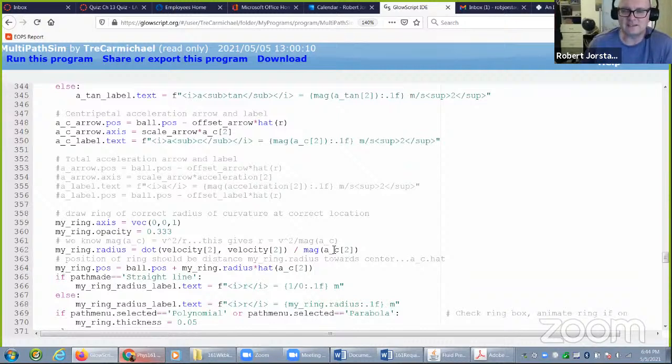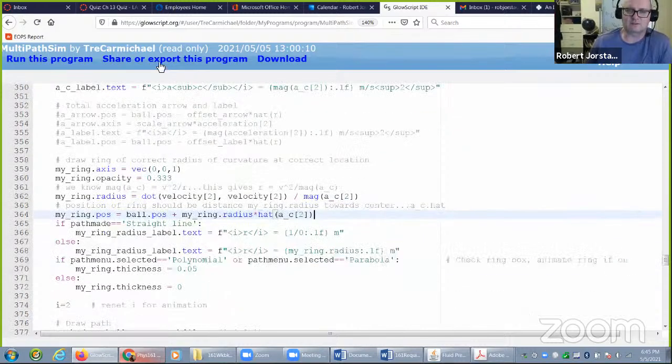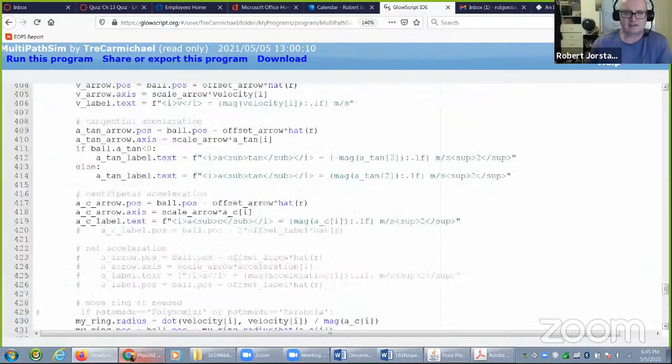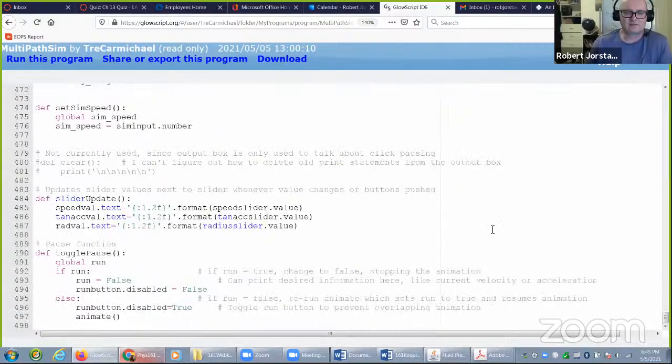I know that AC equals V squared over R, and this is basically me flipping that around to solve for the radius of curvature. If AC equals V squared over R, the radius is V squared over AC. So you use that to figure out where the circle is. I know this is probably too much. Look at this. Isn't this crazy? This is a lot of stuff. It's pretty amazing that he did all that. I am so impressed. All right, let's stop there.